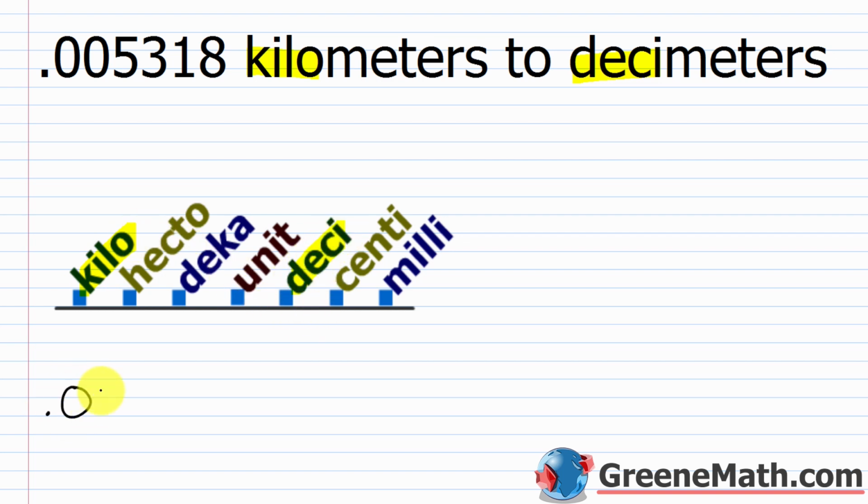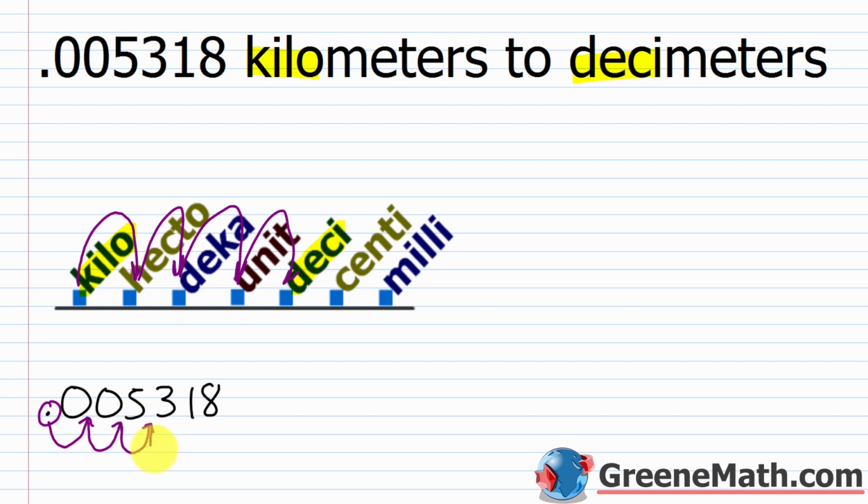So 0.005318. We're going from kilometers to decimeters. So from kilo, I'm going to start. I'm going to go 1, 2, 3, 4 places to the right. I just need to match that with my decimal point. 1, 2, 3, 4 places to the right. That's going to go right there.